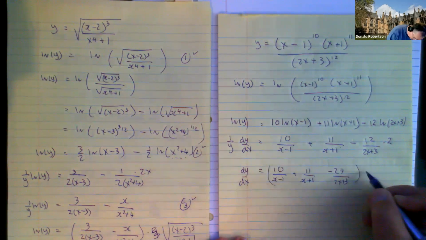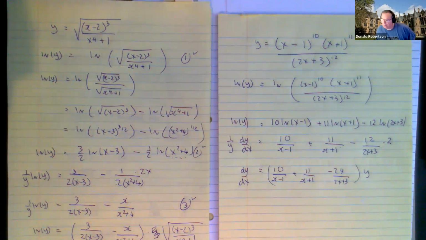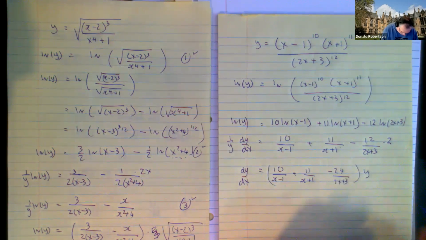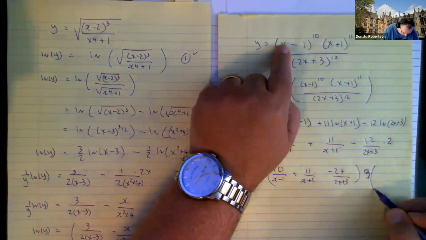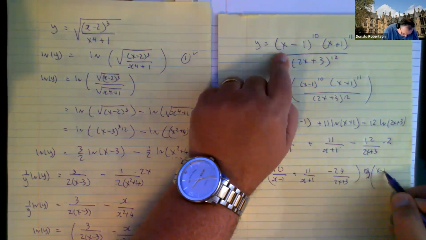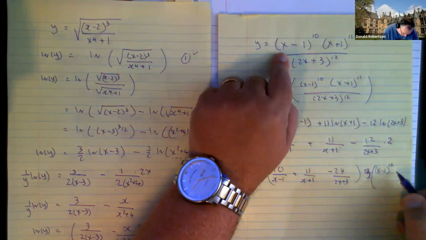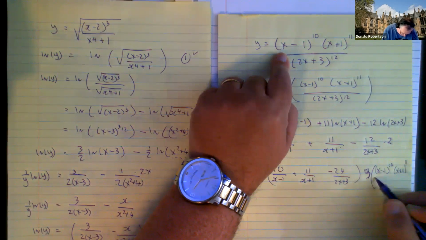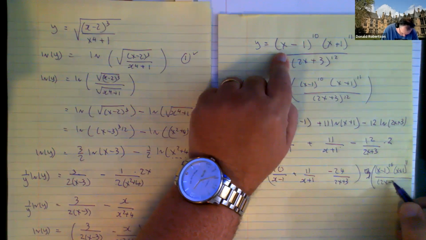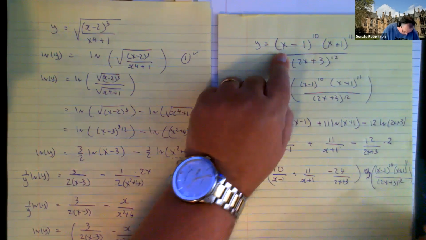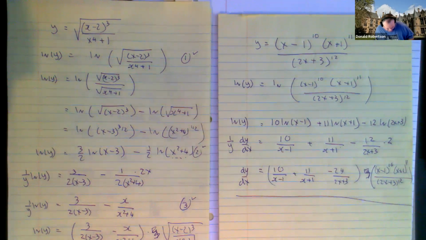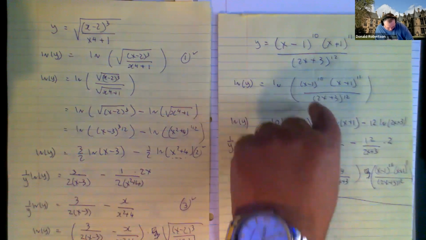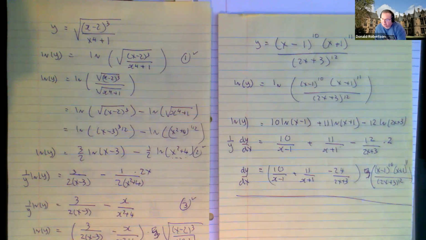And I'm going to multiply both sides by y. And wouldn't the last step be replace y by all this stuff? Okay, I cut a couple of corners here, but 1, 2, 3, 4 lines. 4 lines to get the derivative.